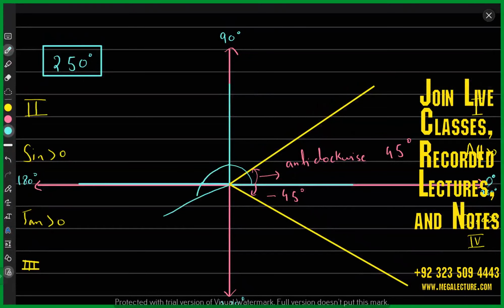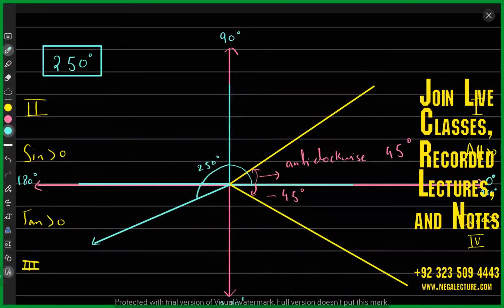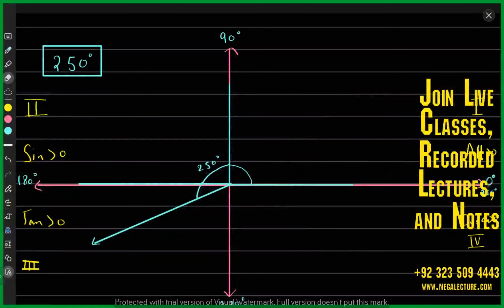So this is the line, and this angle right here is 250 degrees. The important part is that I found 250 degrees in the anti-clockwise direction because it was positive 250 degrees. Let me erase this and use this space to practice the concept.